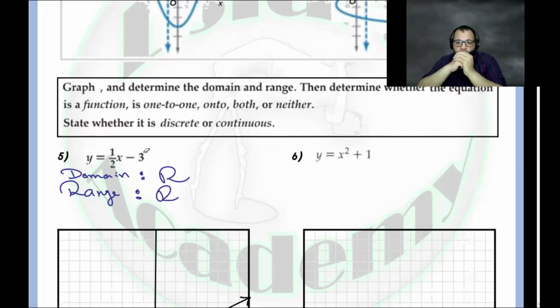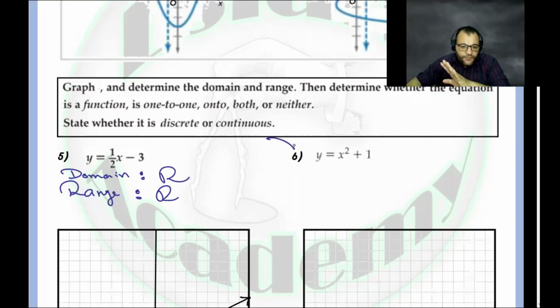What is the range that you have? The range is R, the y values. Did you use all real numbers? Yes, so it will be onto. So it's both 1-to-1 and onto, so it will be both. You understand this one now?